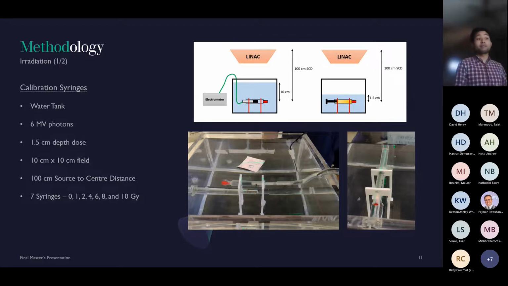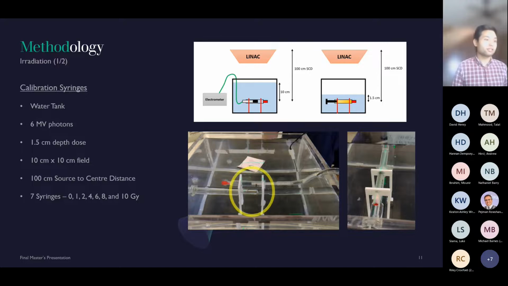The reason why we use 10 centimeters of water is so that we eliminate any electron contamination that might add to the readings. And then after we get the correlation between the amount of monitor units and the dose received, we then used our setup for the calibration syringes. You can see on the bottom left-hand corner, we've got the ion chamber situated in the middle, and then on the right, we've got the calibration syringes. That piece in the middle is 3D printed, and it was hot glued onto the water tank, just so that the syringes have somewhere to sit.